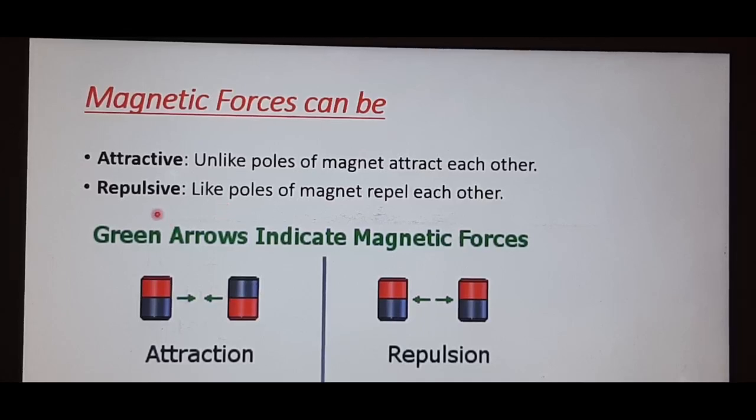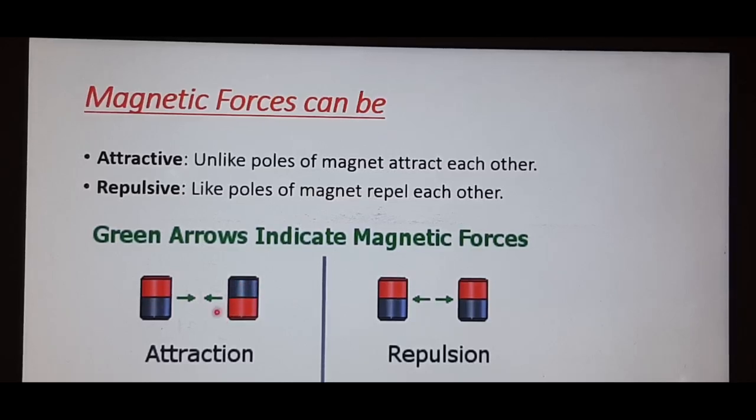Just one thing you have to remember here: attractive forces, unlike poles of a magnet, will always attract each other, and repulsive means like poles of a magnet will repel each other. So in a magnet we have two poles, north and south pole. Like and unlike poles: here north pole, here south pole, here south pole, north pole.